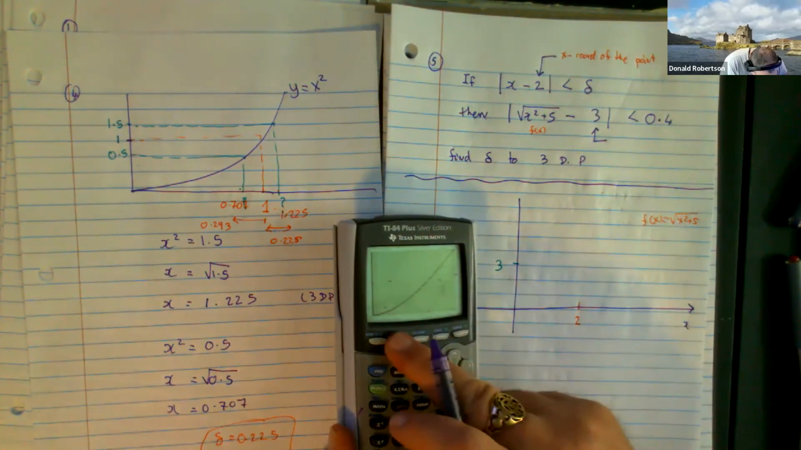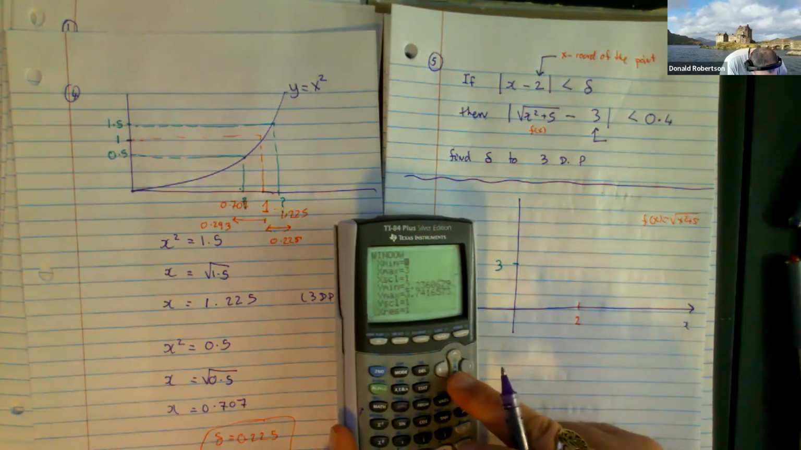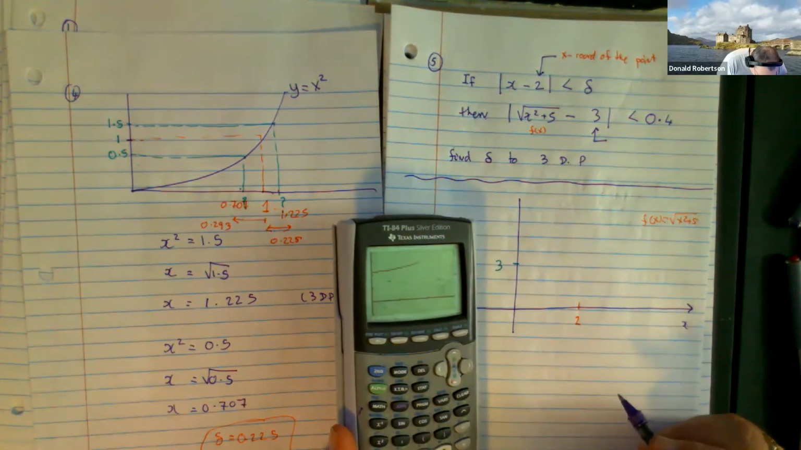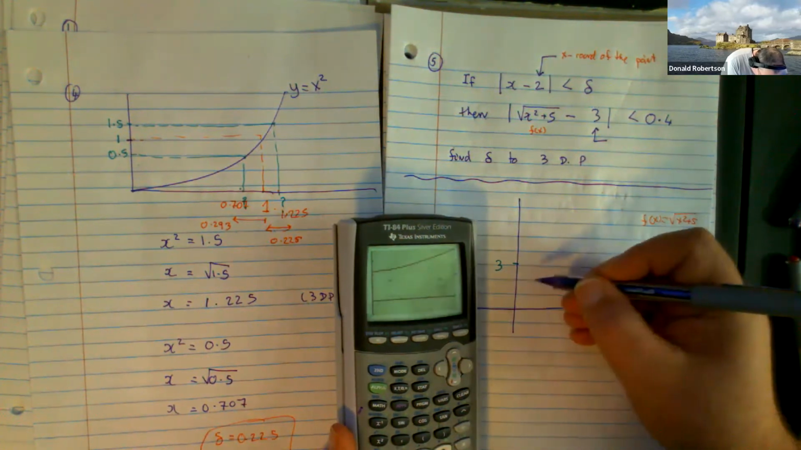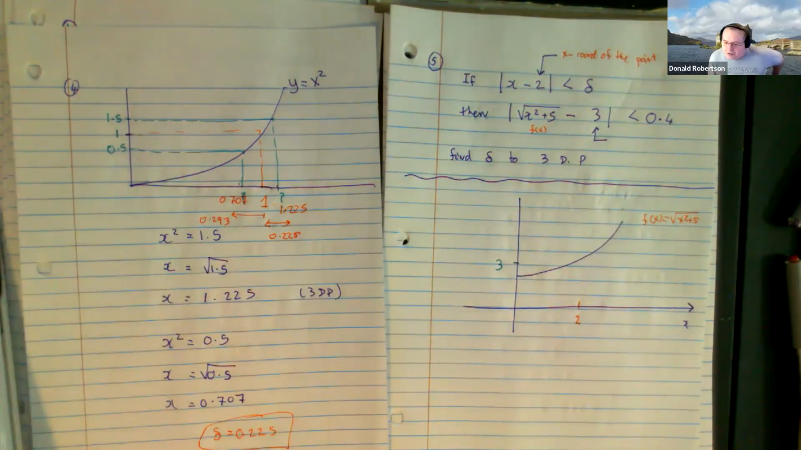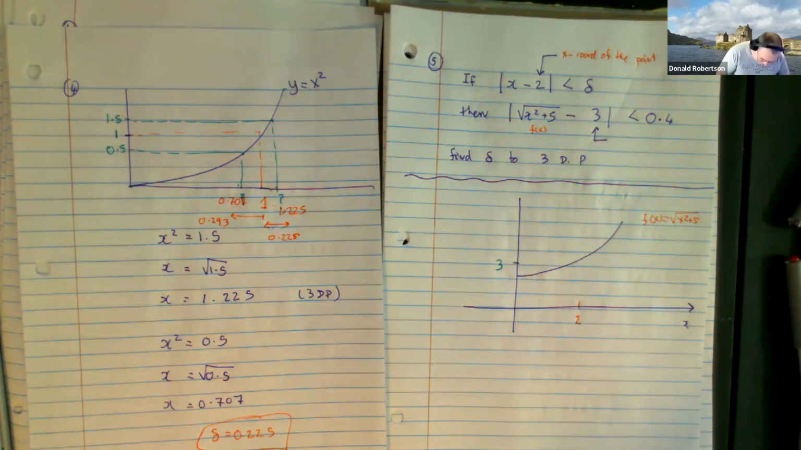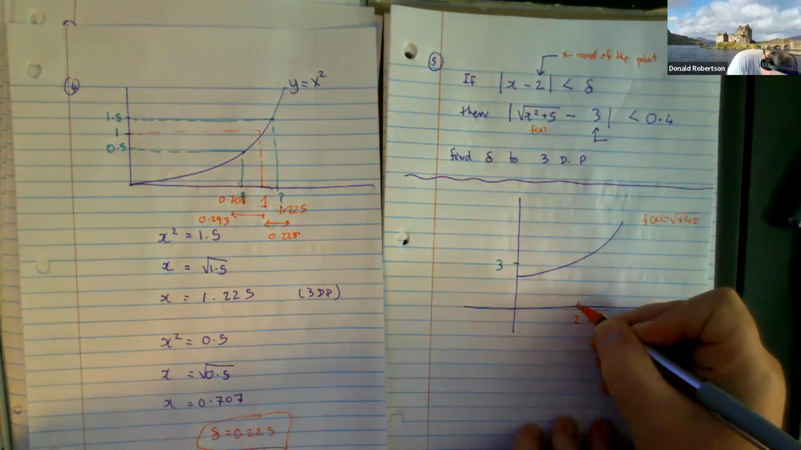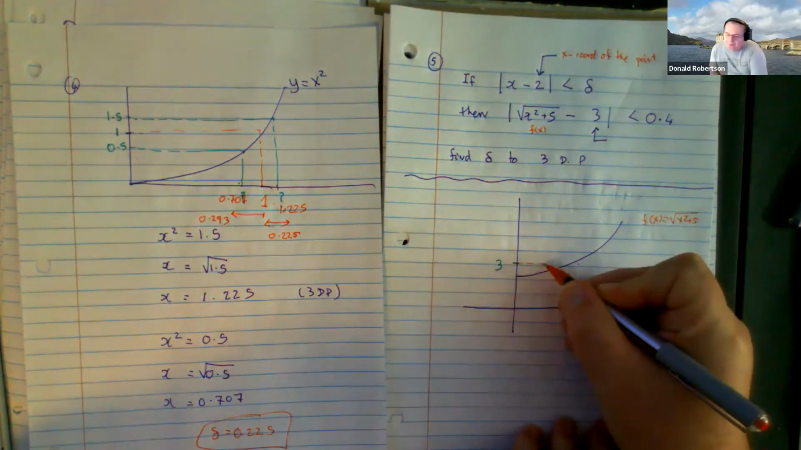Maybe choose a different y value here. There we go. So it kind of basically looks like that. I'm exaggerating a little bit, but that's what the shape looks like. And right, that's how much.